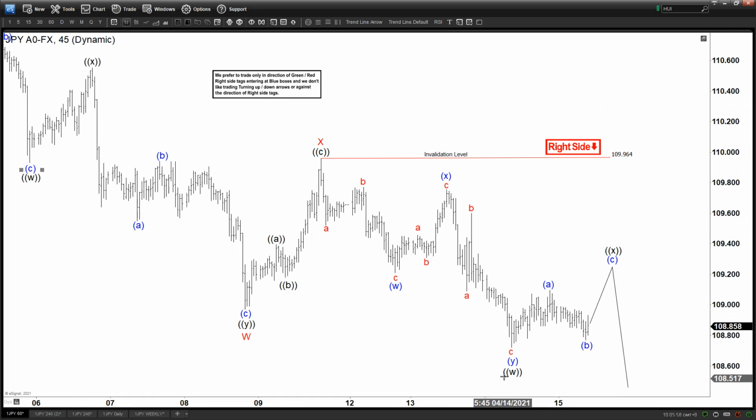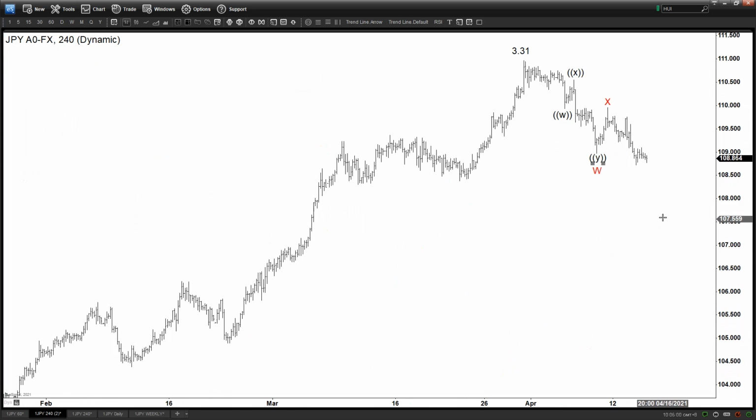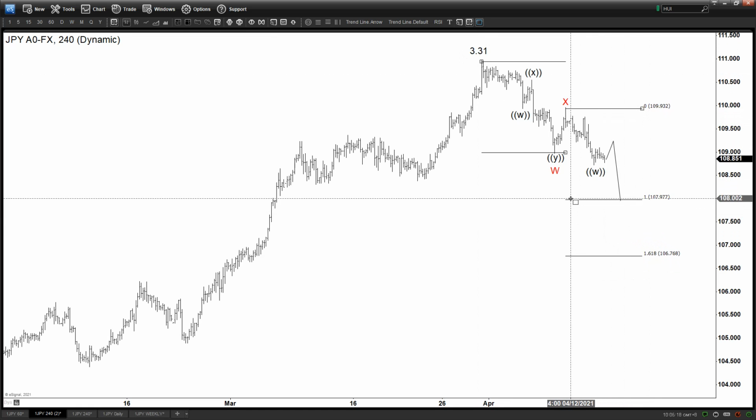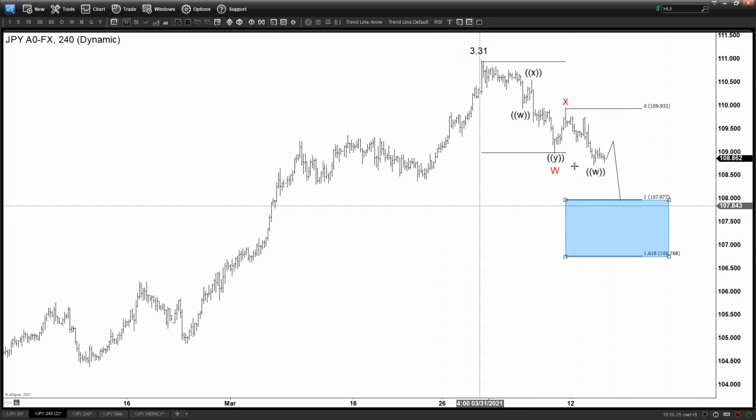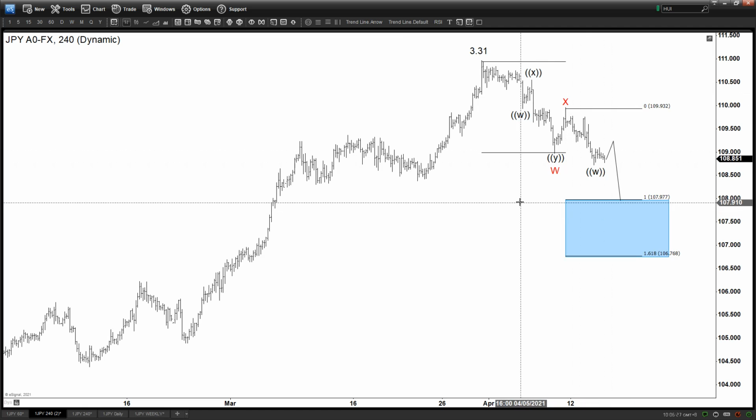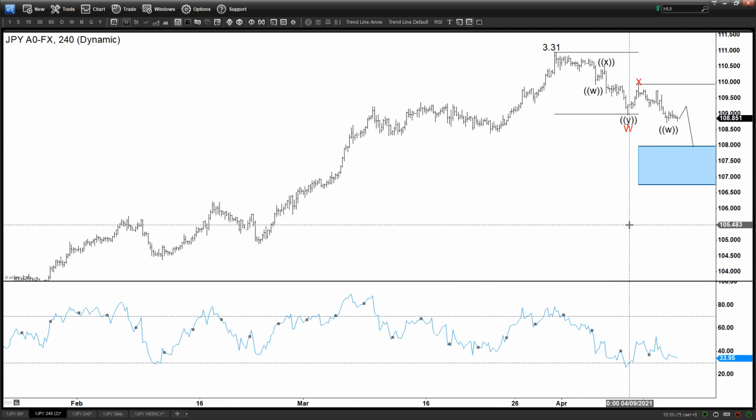Over here we have another W. So basically what we are looking at here is an X followed by another leg lower. This WXY ideally can go as low as a 100% extension, all the way to 108. So this is going to be the next support area on the US dollar yen to finish this proposed WXY structure. Let's take a look at the RSI a little bit here.